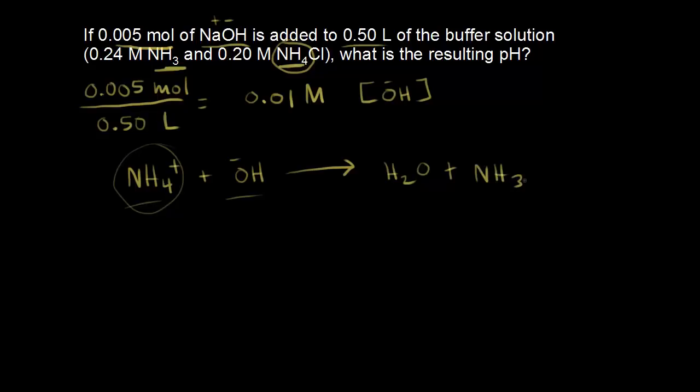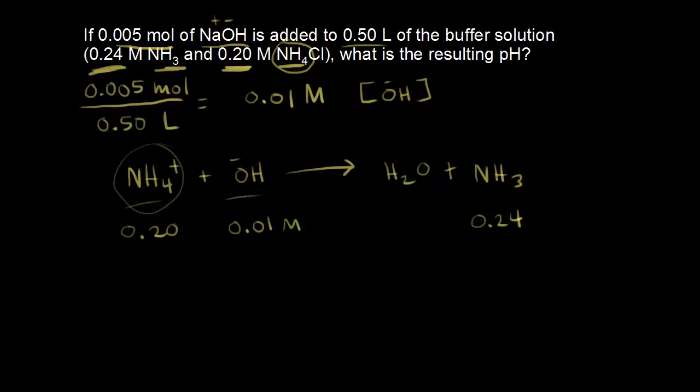All right, let's think about our concentrations. We just calculated that we now have a 0.01 molar concentration of sodium hydroxide. For ammonium, that would be 0.20 molar for our concentration. And for ammonia, it was 0.24, so let's write 0.24 over here.